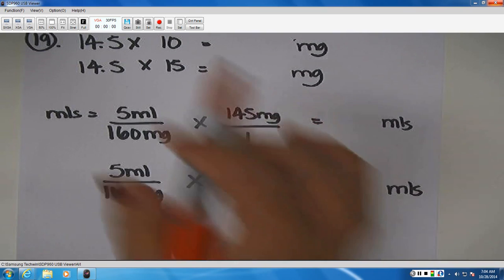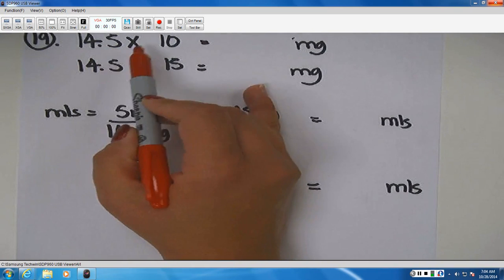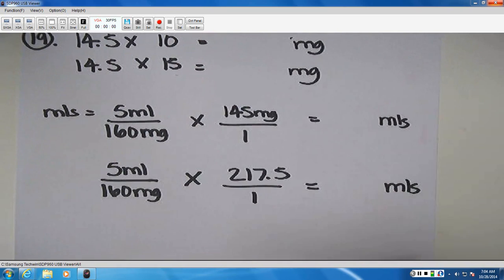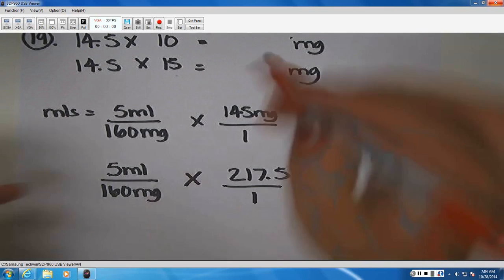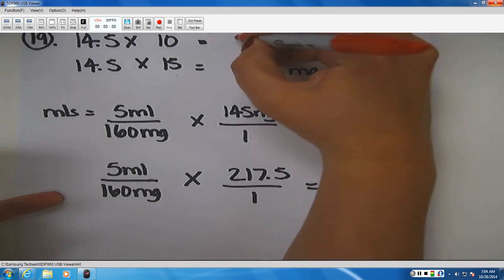All I have to do is take my 14.5 kilograms and multiply it by 10, and then again multiply it by 15, and that's your range. So 14.5 times 10 equals 145.